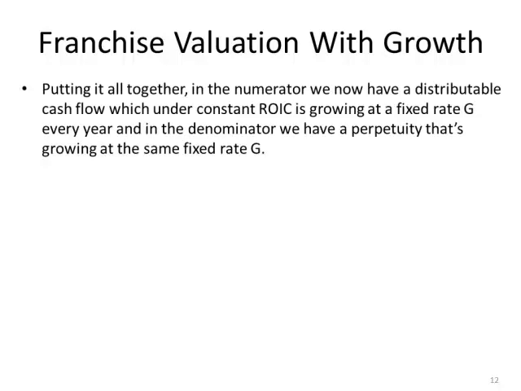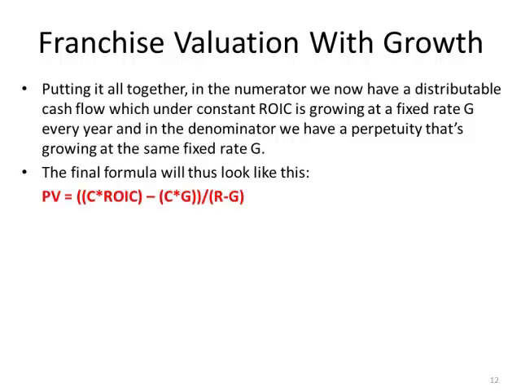So now let's put this all together to come up with our final valuation equation. In the numerator, we now have a distributable cash flow, which under constant ROIC is growing at a fixed rate G every year. And in the denominator, we have a perpetuity that's growing at the same fixed rate G. Okay? So we've worked out now what our denominator is and what our numerator is. So what will the final formula look like?